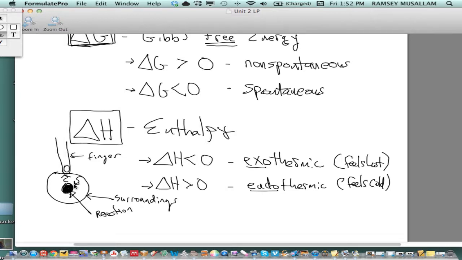That's why this situation here is delta H greater than 0, and this situation here is delta H less than 0. Okay, guys? Okay? So that's why.